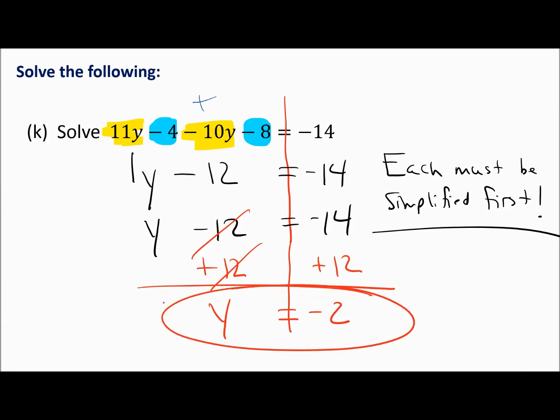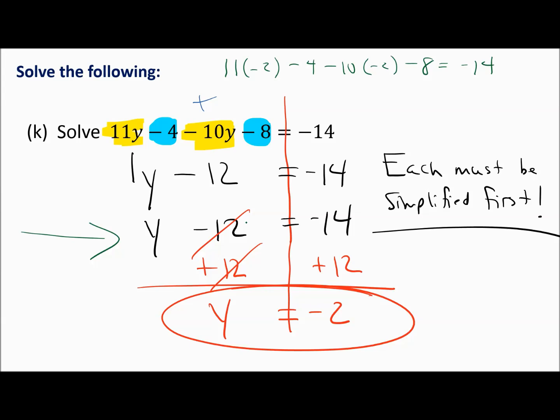Now, keep in mind, I'm supposed to check this. We go to the top of the page to check it. So I have 11. I'm supposed to remove my y and put in negative 2 minus 4 minus 10 times negative 2 minus 8 equals negative 14. Now, are you wondering why I didn't just go to the third line and check it? Why didn't I just check it here? Well, remember, when you check something, you're checking your work. And when you're checking your work, you could have made a mistake in line 1 or line 2. So you need to go back to the original to check your work. That is my advice. And now you know how to do this.